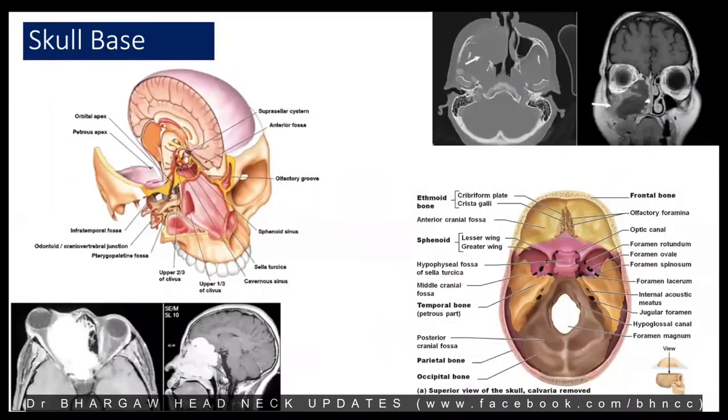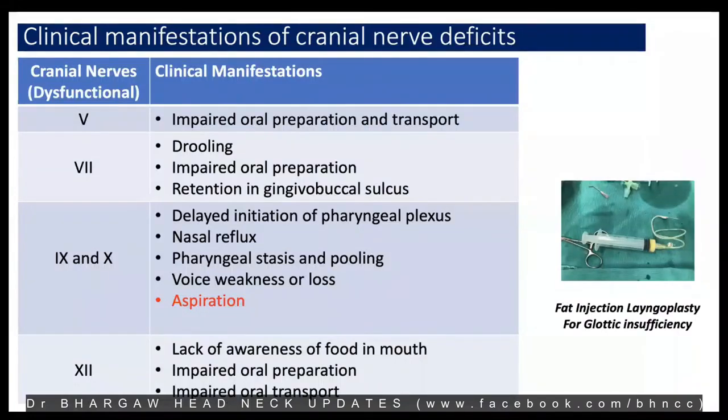Skull base: most of the tumors which affect the anterior and the middle skull base tend to involve the lower cranial nerves. If the trigeminal nerve is involved, or if the resection is around the area of a branch of the trigeminal nerve, the patient will have some weakness of the masticatory muscles, and also impaired oral preparation. Facial nerve, of course, they would have drooling and weakness of that side of the face.